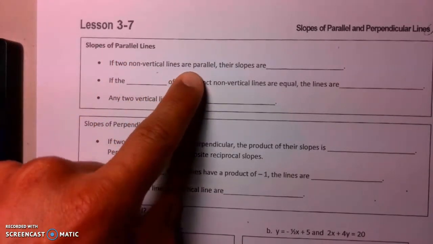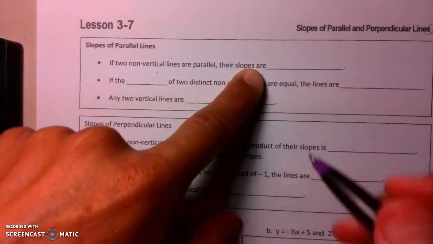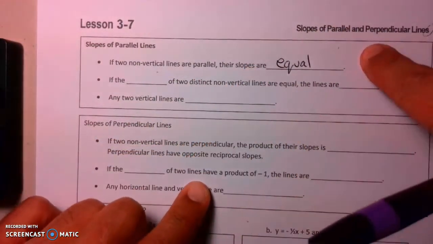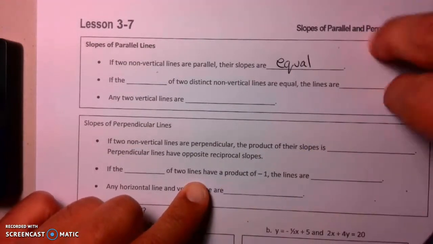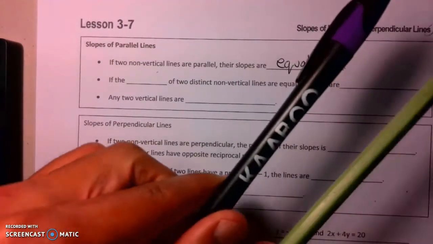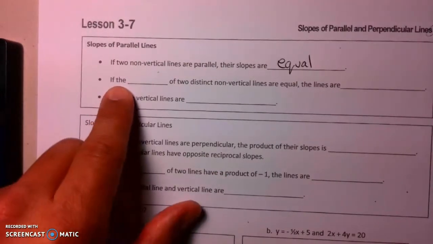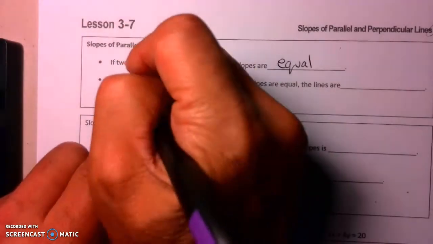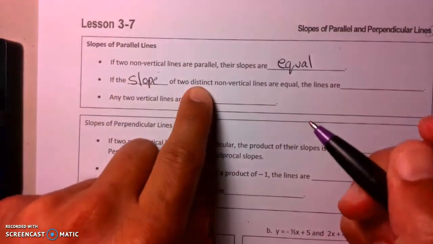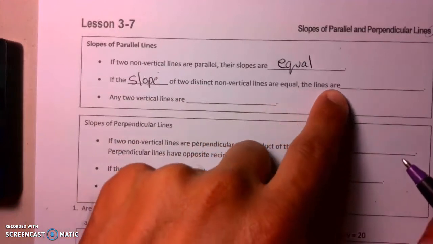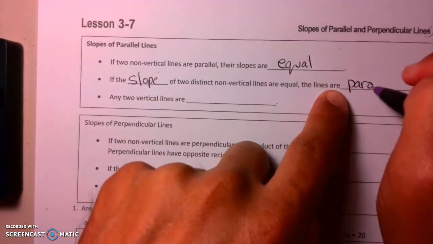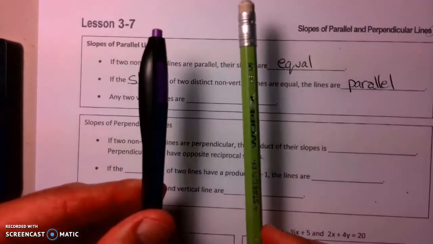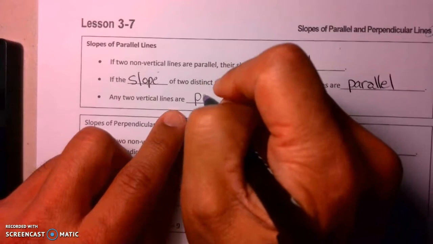If two non-vertical lines are parallel, then their slopes are equal. Now, of course, a line will have a slope number. Well, if those two numbers are the same, then the lines are parallel. Okay. This second bullet point is basically the first bullet point in reverse. If the slopes of two distinct non-vertical lines are equal, then the lines are parallel. And finally, two vertical lines, lines that are going just straight up, are parallel.